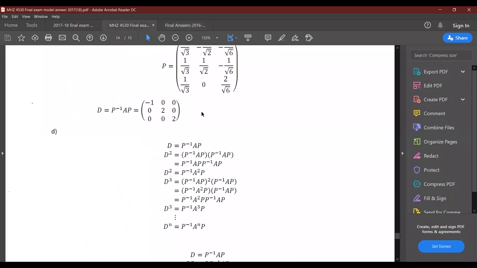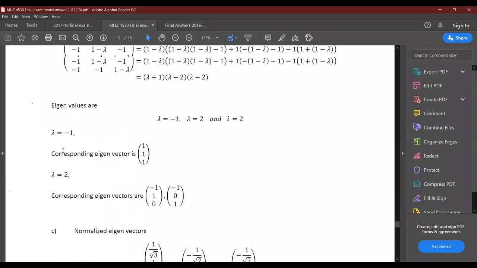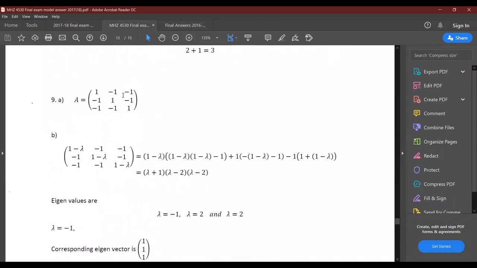In our question, when we substitute 2 for lambda, what is our matrix? Our matrix is minus 1, minus 1, minus 1, again minus 1, minus 1, minus 1, and minus 1, minus 1, minus 1. Everything is minus 1. So you can get only one equation, that is minus x1 minus x2 minus x3 equals 0. We can't take any other equations. If you multiply this by minus, you get x1 plus x2 plus x3 equals 0.